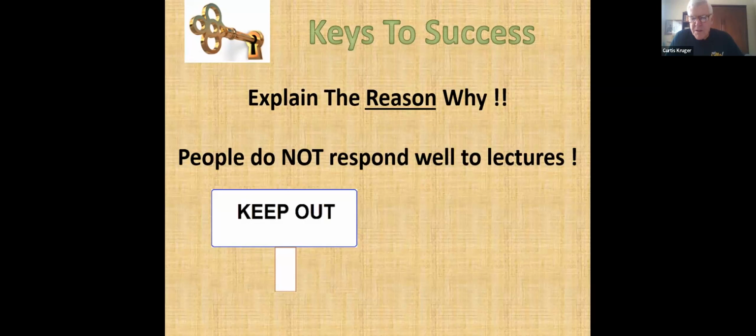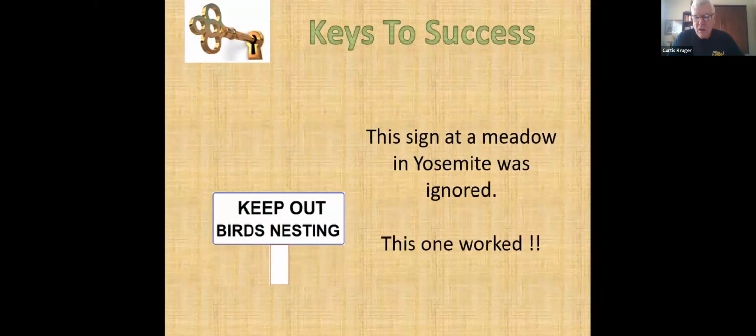This is a sign that was posted in Yosemite National Park. People did not respond well to that sign. They had posted it because there were nesting birds in the area and people ignored it. So the rangers added two words to the sign and compliance dramatically increased. Why did the second sign work when the first one didn't?